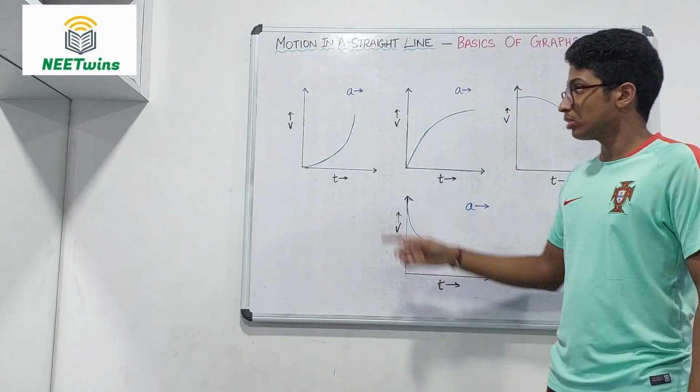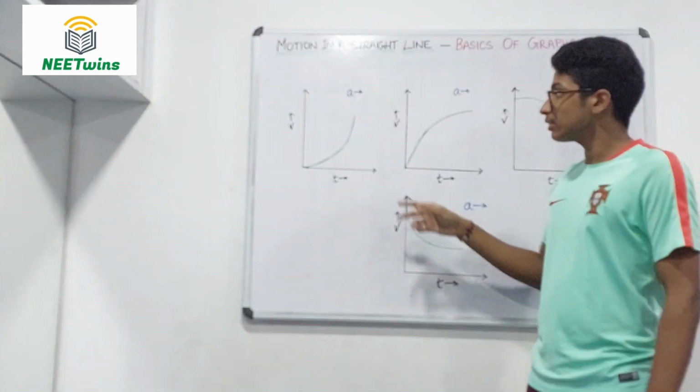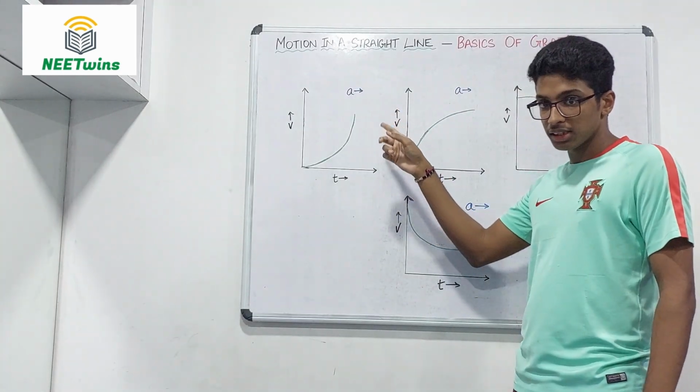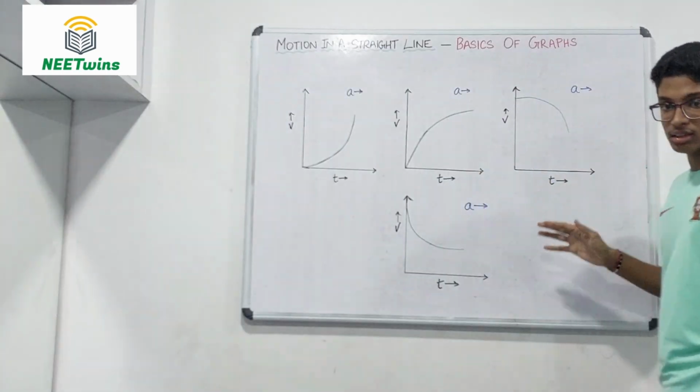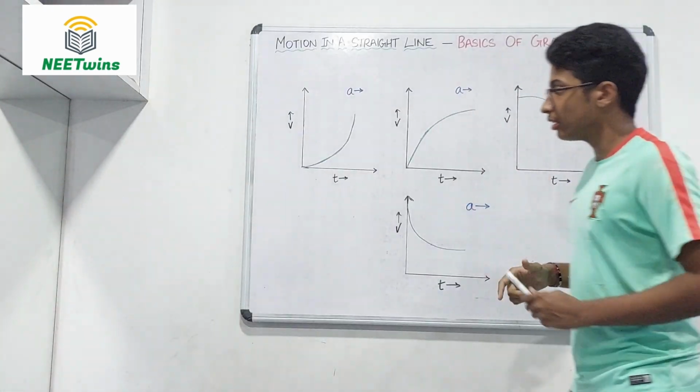Now let's do the same for some vt graphs. In this case, we will be finding the sign of acceleration and whether the acceleration itself is increasing or decreasing, because all these are cases of non-uniform acceleration. Let us look at the first case.